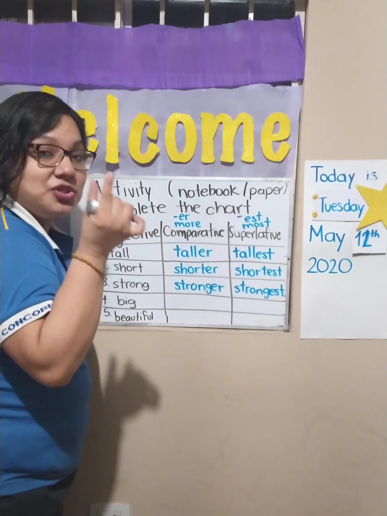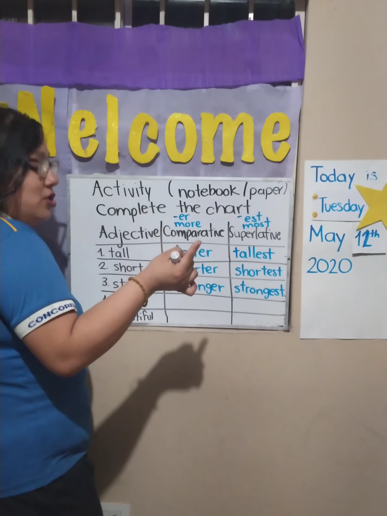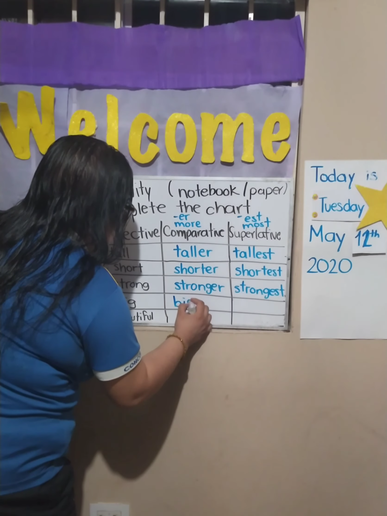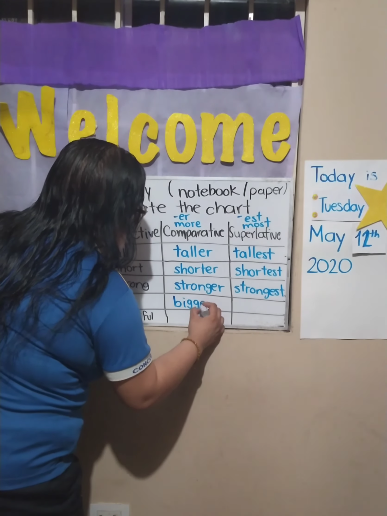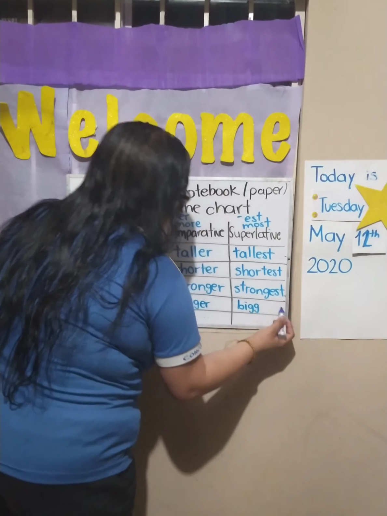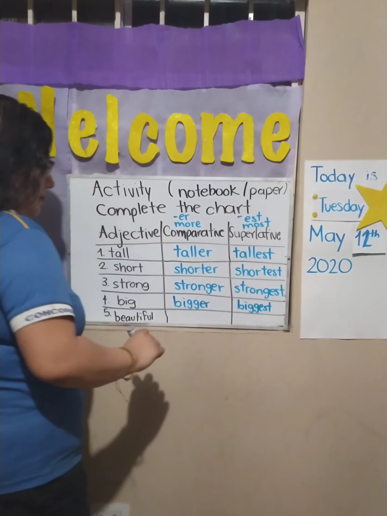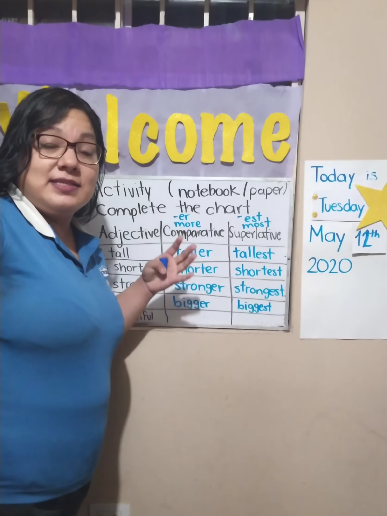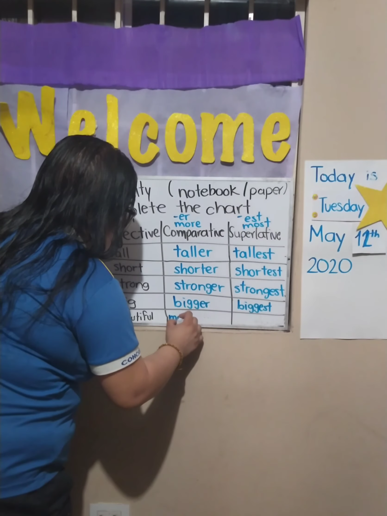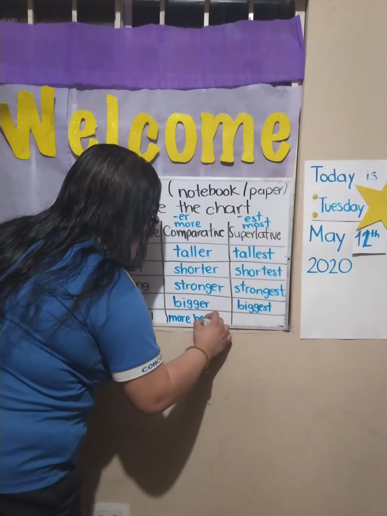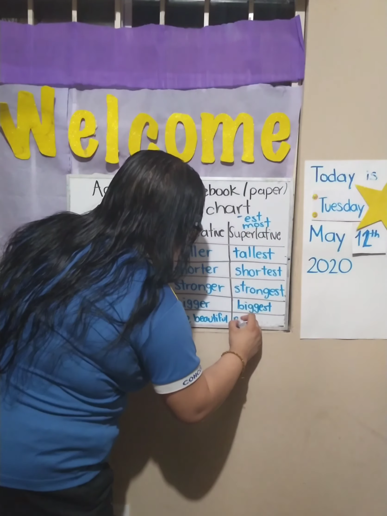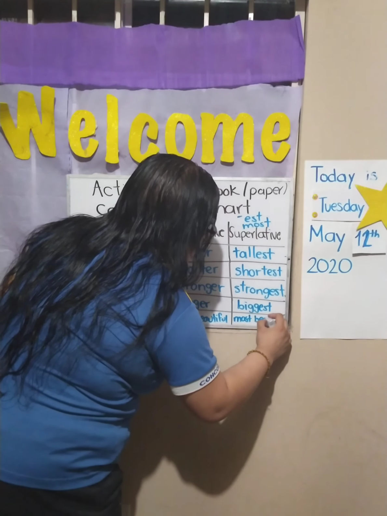Big. Big is a short adjective, so we have to repeat the last letter. The last letter is G. So we have big, double G, or bigger. Superlative form is the same. We repeat letter G and we add est. Biggest. Beautiful. Beautiful is a long adjective, so we need to add the clue words. We add first more beautiful. And for superlative, we add most beautiful.